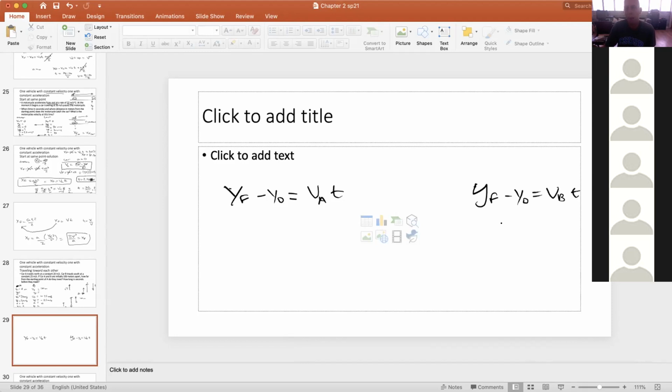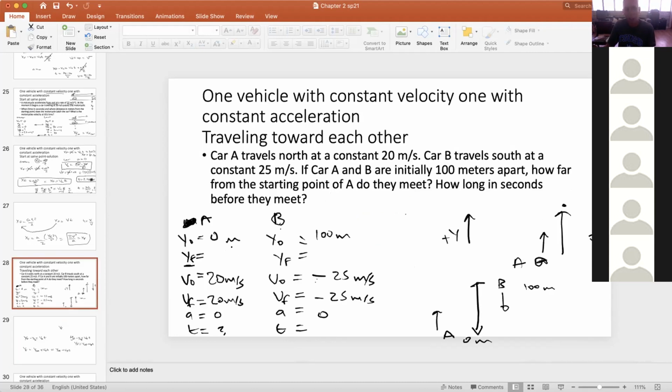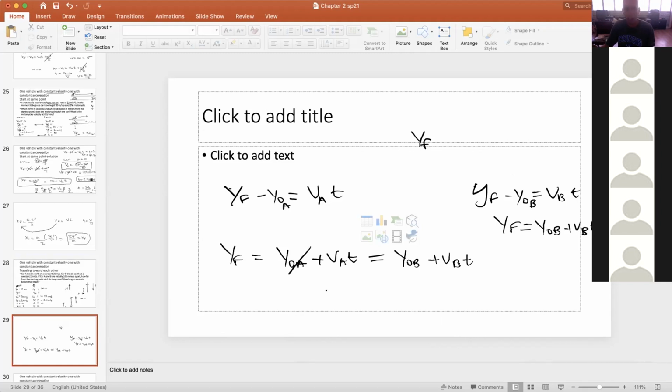But what is the same? Y final is going to be the same for both of them. And T is going to be the same for both of them. So we can solve these two equations by substituting for T or substituting for Y final. Let's substitute for Y final. So Y final for A is Y initial of A plus V of A times T. Y final is Y initial of B plus V of B times T. But remember, we said that Y initial of A was 0, so we can get rid of that.